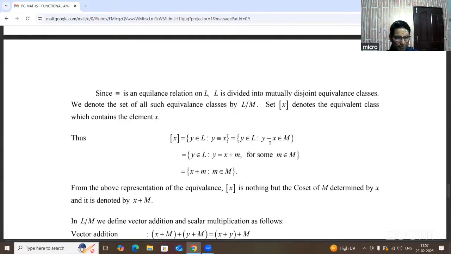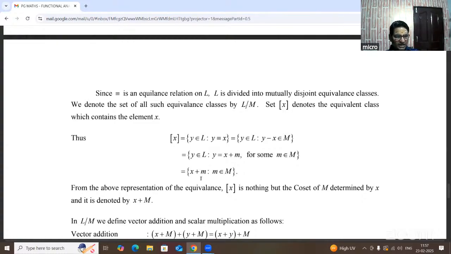At the same time, we are taking another element, y minus x equal to small m, because small m belongs to capital M. So y minus x equals m means y equals x plus m, where m is small m. Finally, replacing y by x plus m, the residue of x, or the equivalence class of x, equals the set of x plus small m. Here small m belongs to capital M.